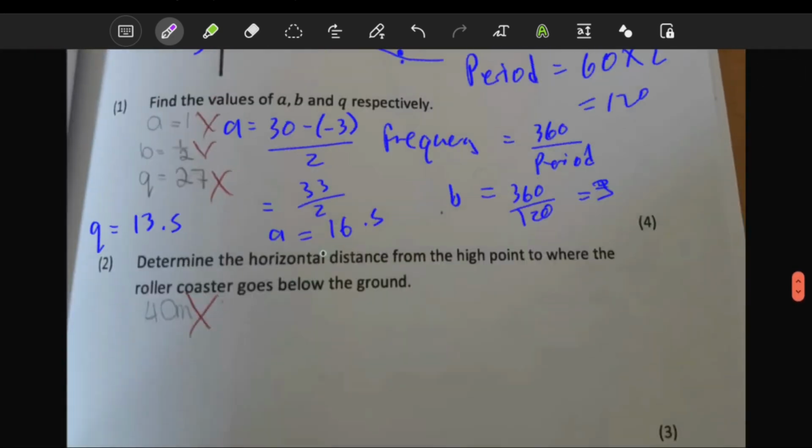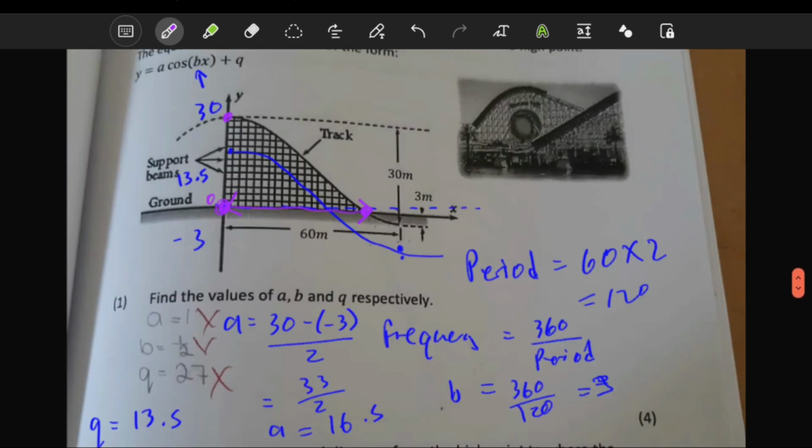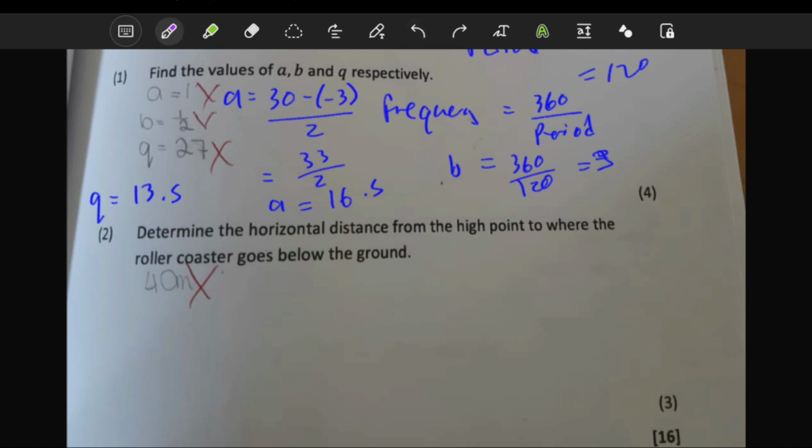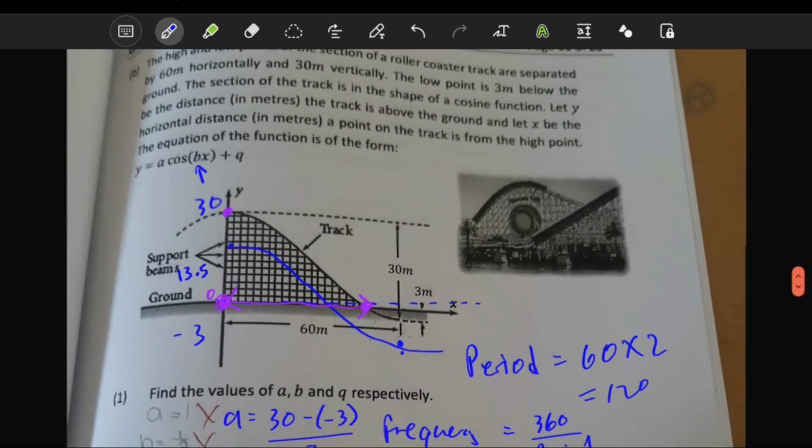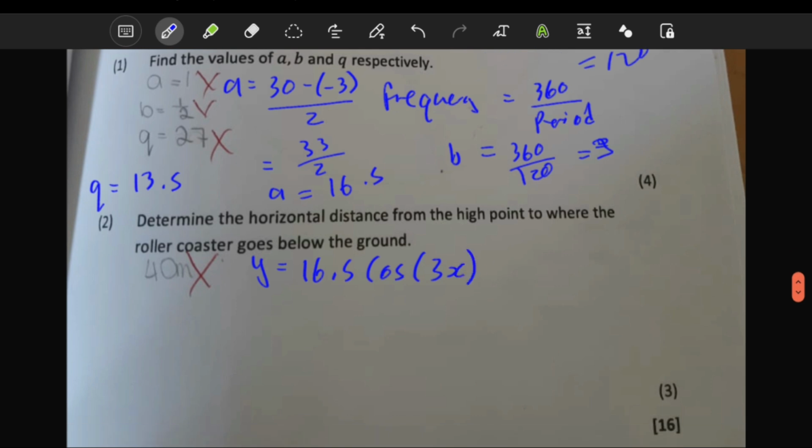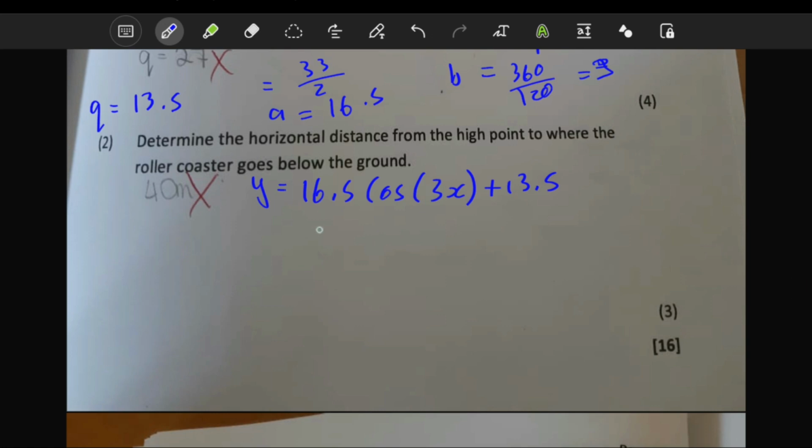So your equation, we know that our equation is y is equal to something. Let's write this in blue. y is equal to 16.5 cos our frequency, we said it was a 3, so this is like 3x, and then q is like positive 13.5. We just need to work out where y is 0, right? So you'd put here 0 is equal to 16.5 cos 3x plus 13.5.